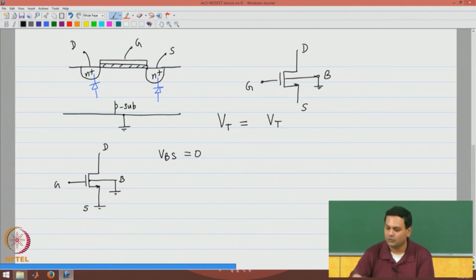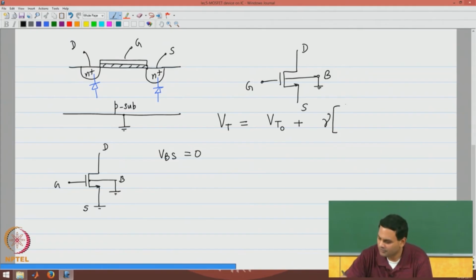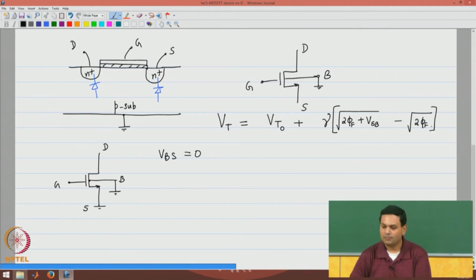The actual expression for the threshold voltage is Vt naught, which is the threshold voltage when the source bulk voltage is 0, plus some factor gamma times the Fermi potential plus Vsb. Please note that if the source bulk voltage is 0, then Vt will be Vt naught.